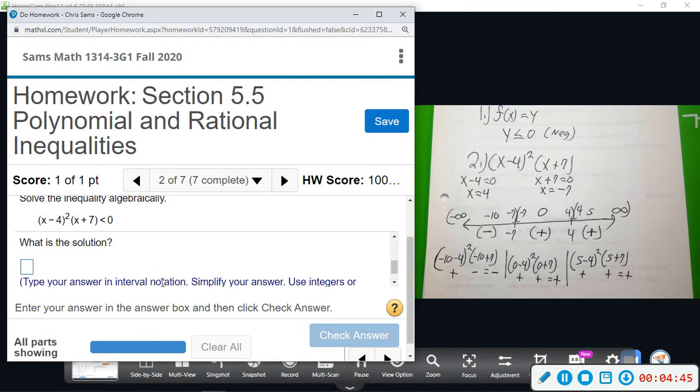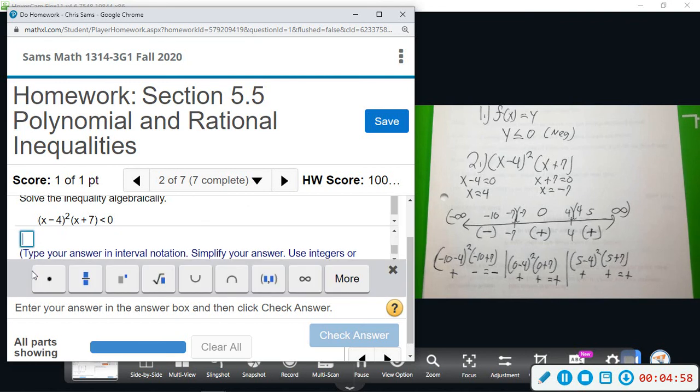Alright, and now it wants to know what the solution is. We want to know which interval was below 0, which one was negative. That was the first one, so negative infinity up to negative 7. That was the one that gave us negative.